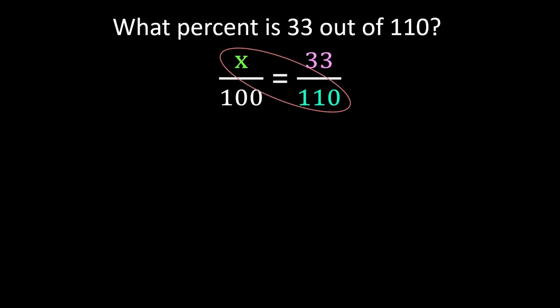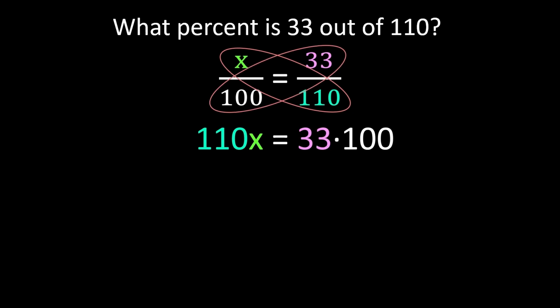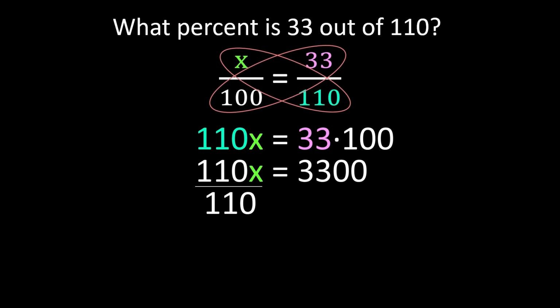And we'll start with 110 times x equals 33 times 100. So we have 110x equals 3300. And to solve for x, we are solving a one-step equation, and we're going to do that by dividing both sides by 110. So 3300 divided by 110 is 30. So 33 out of 110 is 30%.